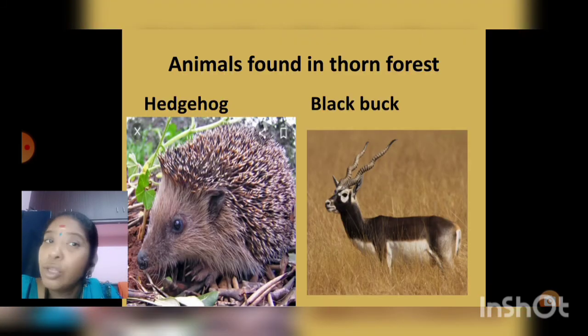Animals found in thorn forest: the blackbuck. It looks like a deer, but it has sharp, big horns. So the blackbuck has horns, and you can also see it here.